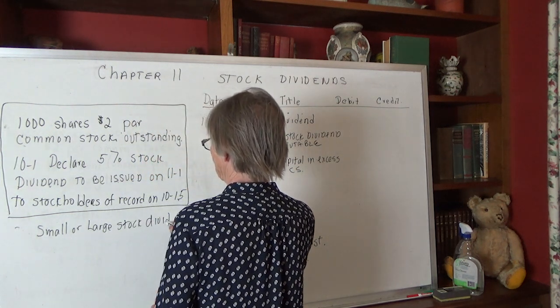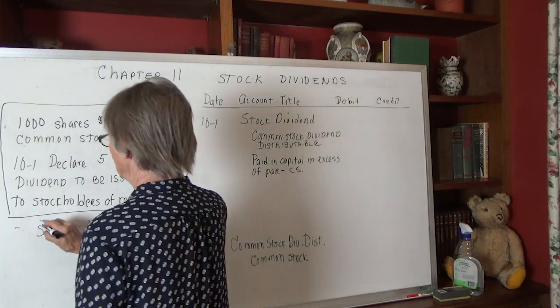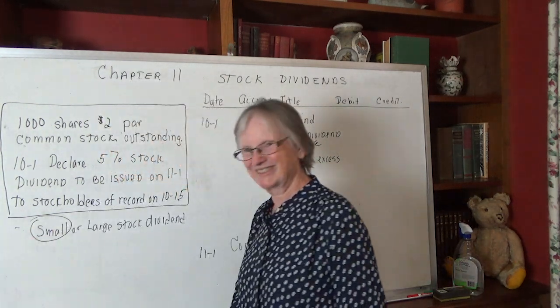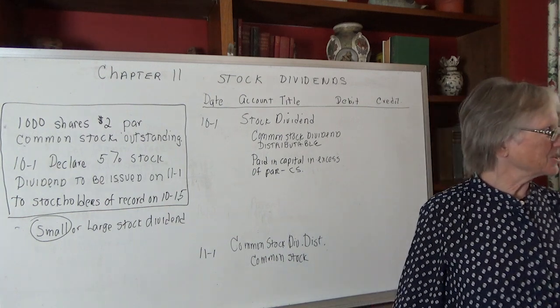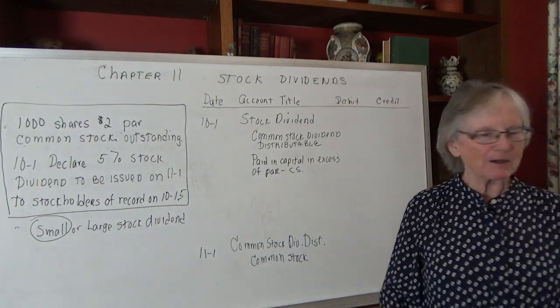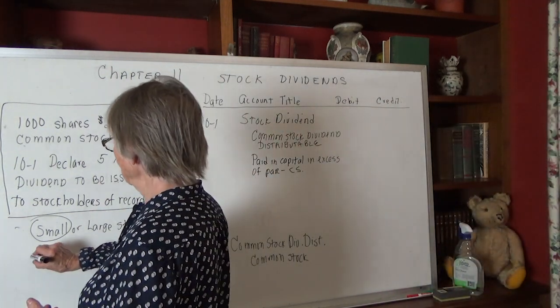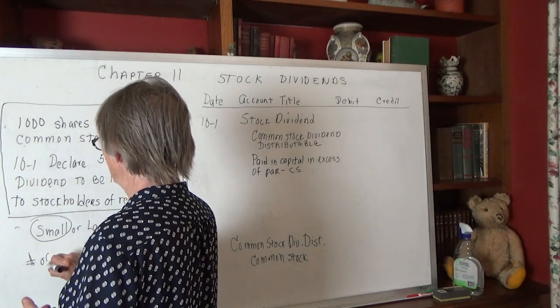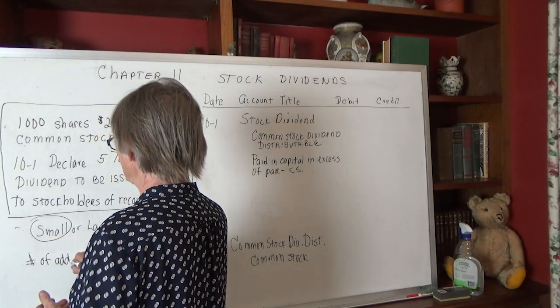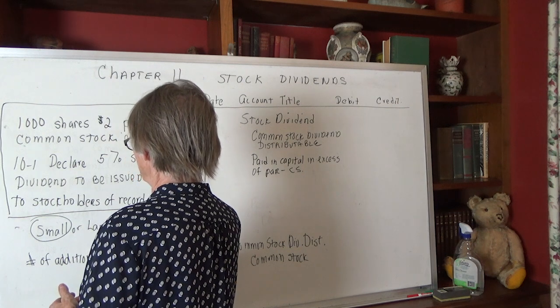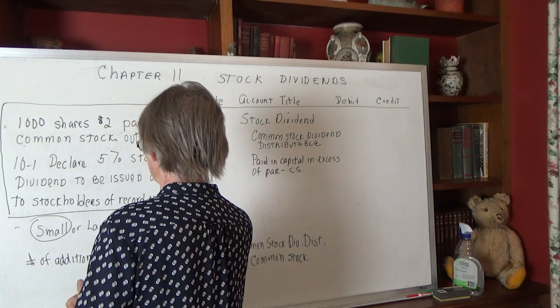That would be your first question, and in this case, we would say it is a small stock dividend. Okay, so far so good. What's the next thing we have to figure out? How many additional shares? We need the number of additional shares. That would be the second thing we'd have to figure out here.